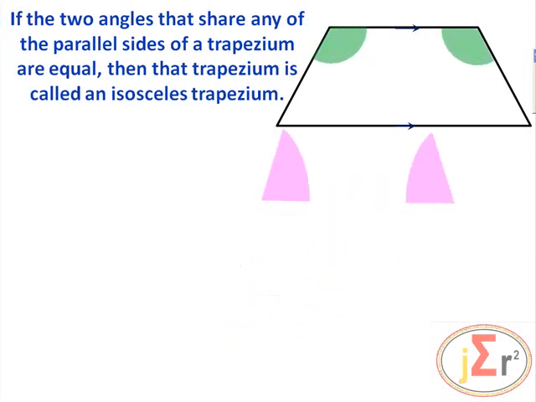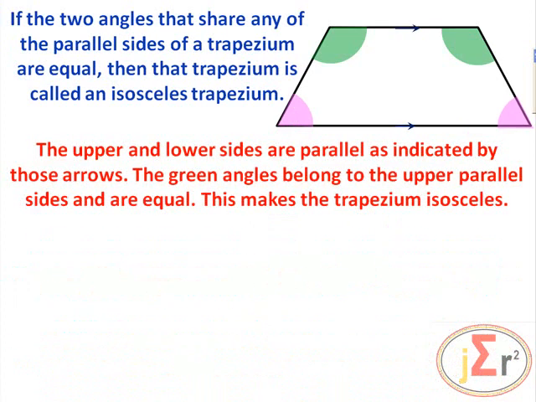And if the upper two are equal, then the lower two will also be equal. The upper and the lower sides are parallel as indicated by the arrows. The green angles belong to the upper parallel sides and are equal. This makes the trapezium isosceles. And this also causes the two purple angles that belong to the lower parallel side to also be equal. So if these two are equal, it makes these two equal.